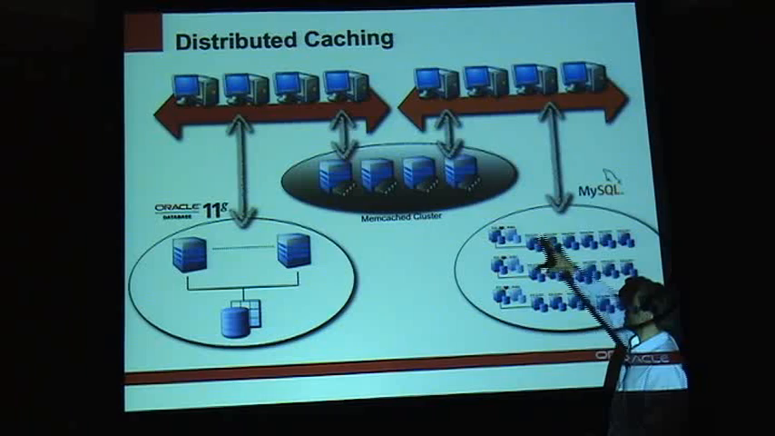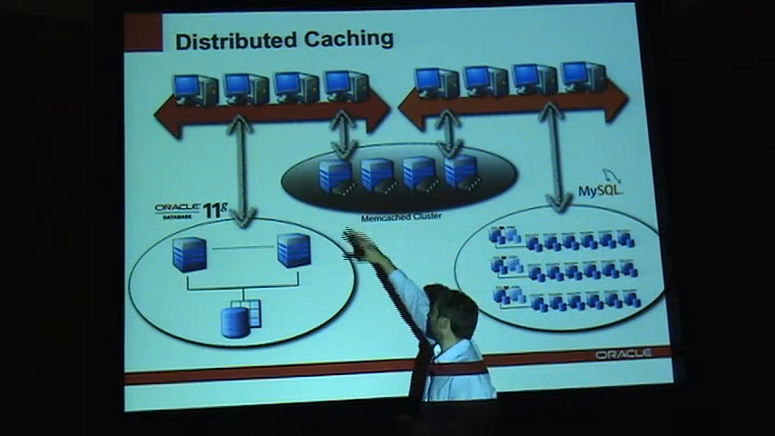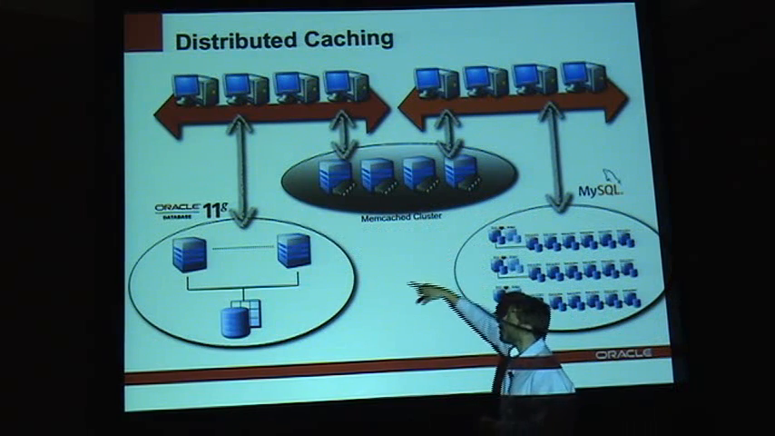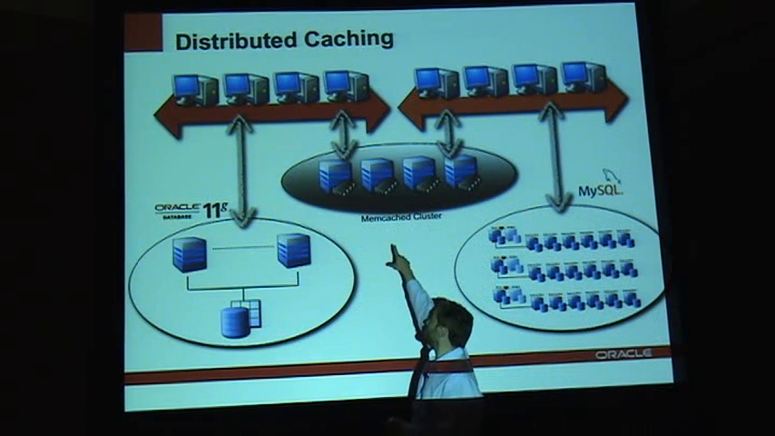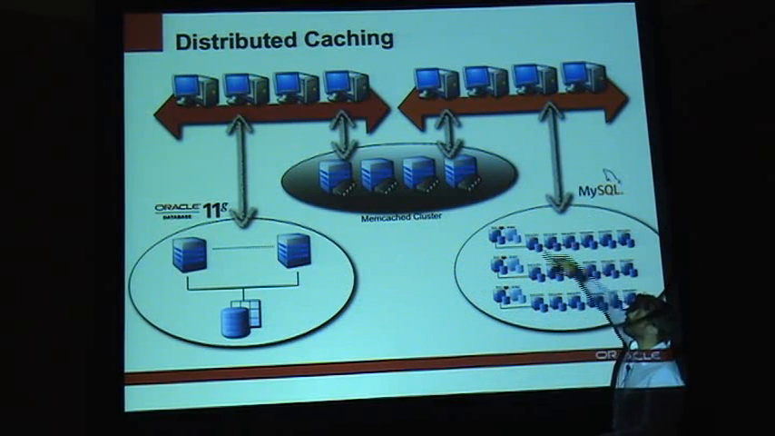So with a distributed mechanism, you may have multiple applications up there, one running with Oracle and the other one running with MySQL. You can retrieve your data and store it on the Memcache cluster, and you can do the same with MySQL.